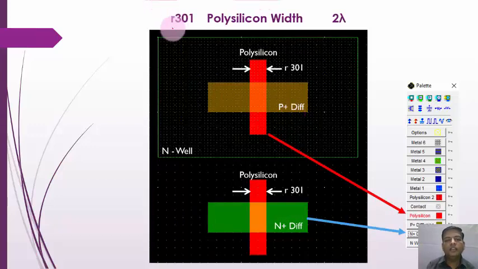Then next, R301, that is rule number 301, polysilicon width. Rule number 301, polysilicon width, 2 lambda is there. The distance of that particular one is 2 lambda. So here we have to calculate the distance.